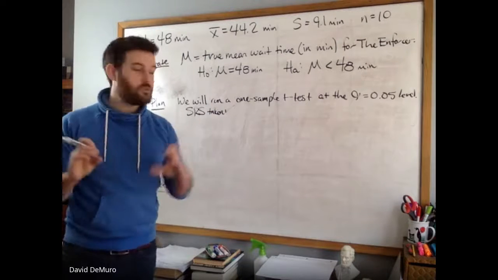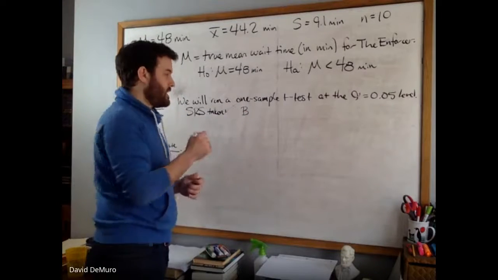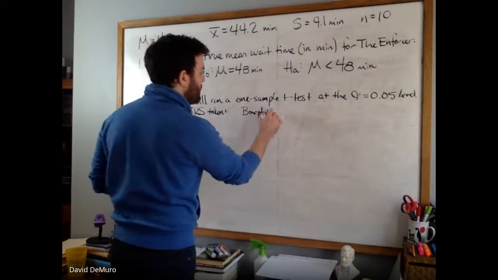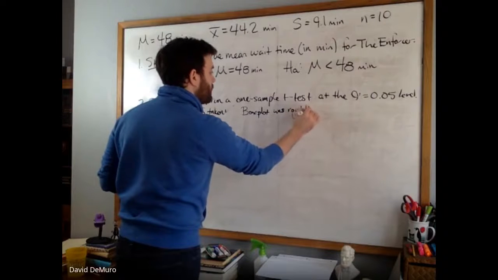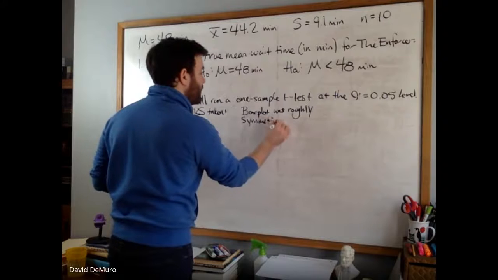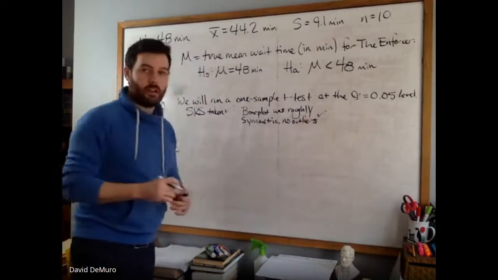And so a box plot was given in the problem, and that was roughly symmetric, and it didn't have any outliers. So we'll just explain here that the box plot was roughly symmetric and that there were no outliers.